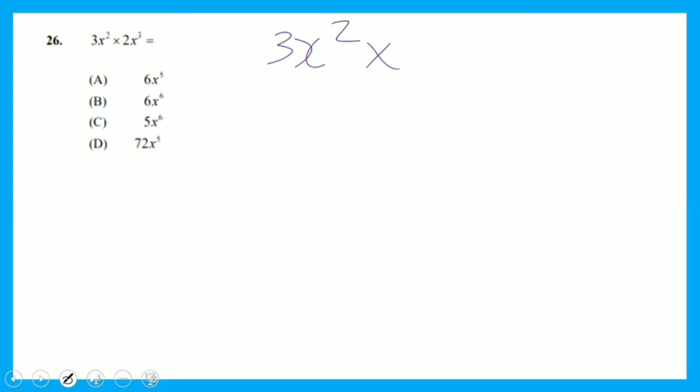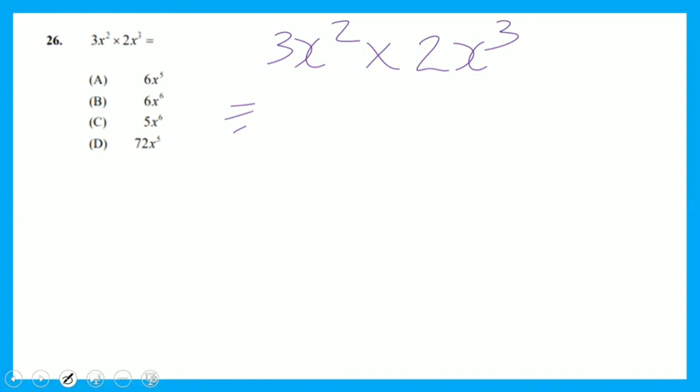Question 26: 3x squared times 2x to the third power. And please check out my video on laws of indices with lots of CSEC questions. I will put a link to that in the description, hopefully.